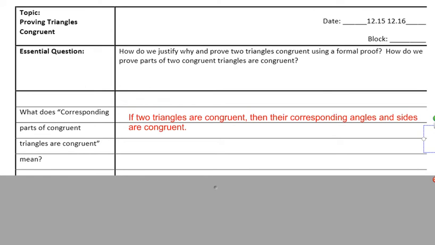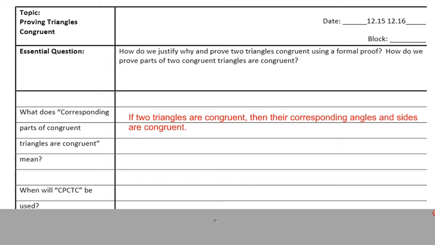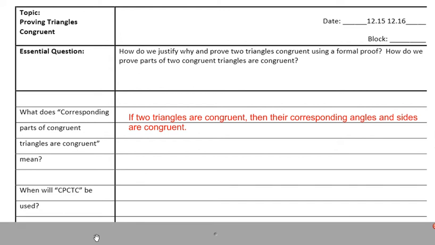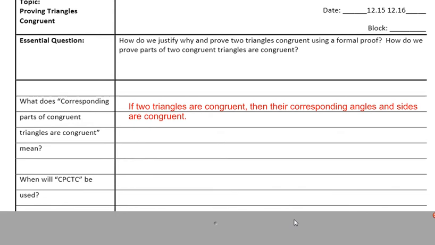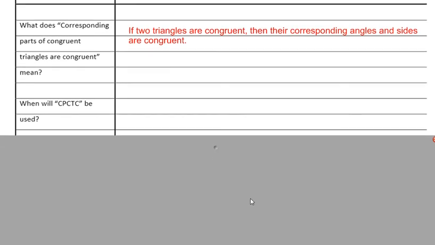So with formal proofs, we're going to be proving that two triangles are congruent, and then we're going to prove that their angles are also congruent. And the reason we'll do that is going to be called CPCTC. Corresponding parts of congruent triangles are congruent. So the next question is, when are we actually going to use CPCTC? And this will be in a formal proof, after we've proven two triangles congruent by side, side, side, side, angle, side, angle, side, angle, angle, angle, side, or hypotenuse, leg.